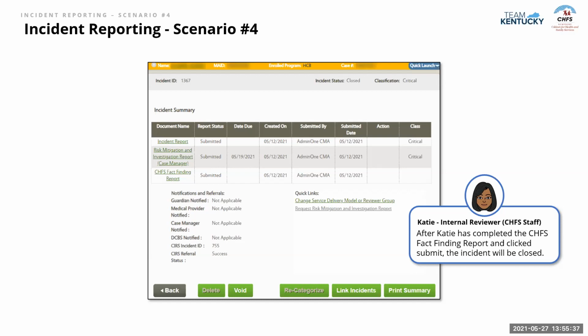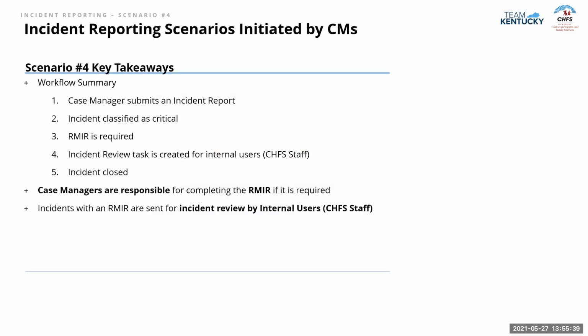So a few key takeaways here. In this scenario, our case manager submitted an incident report that was classified as critical. So our case manager did determine that an RMIR is required. So our case manager completed that report. And then it was sent along for incident review by our internal user. And then the incident was closed.